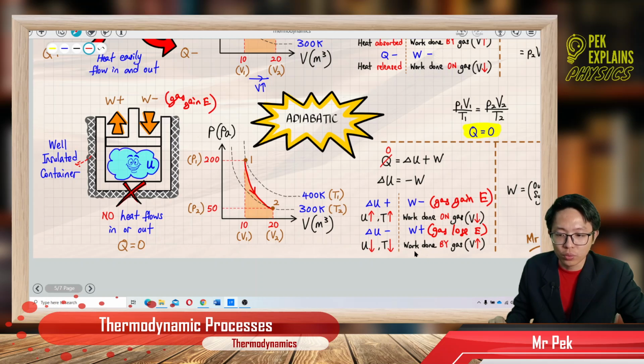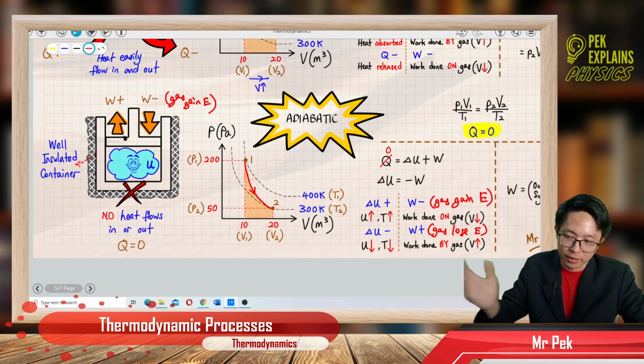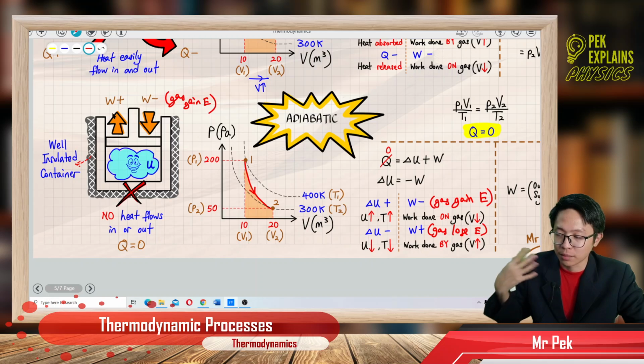When the gas does work, work done by the gas is positive, and the gas loses energy. How does it do work? It pushes up the piston. It does expansion. The volume increases.